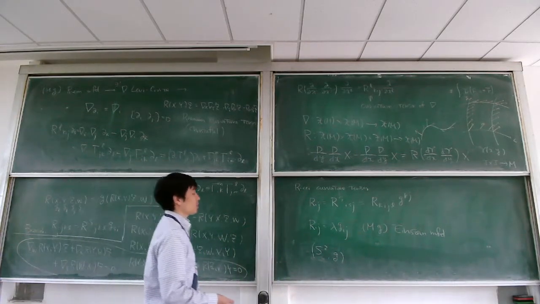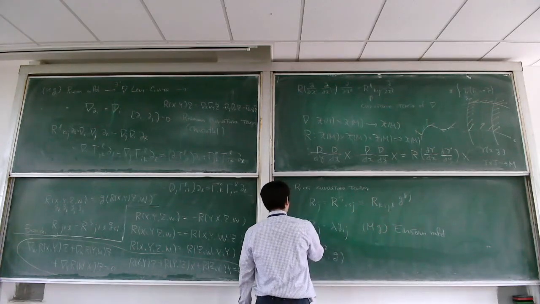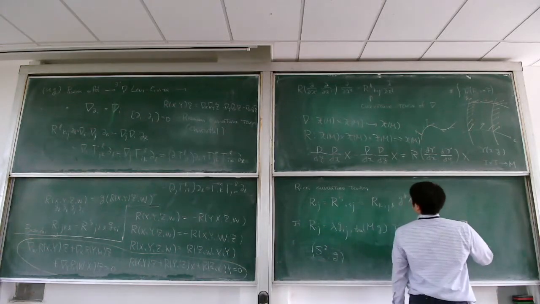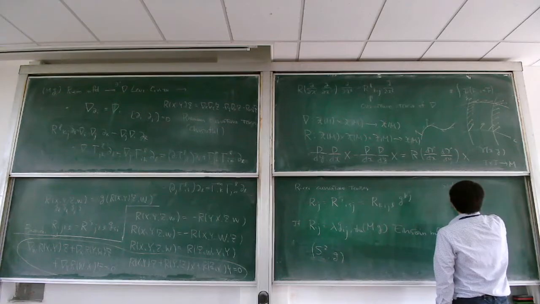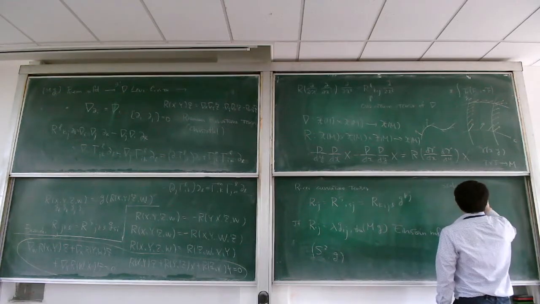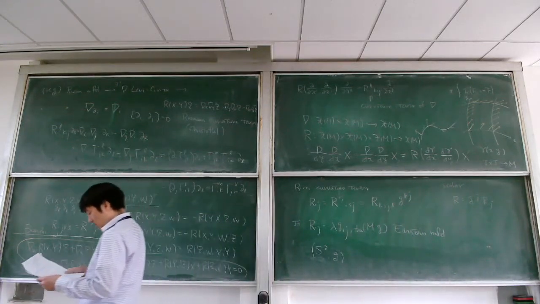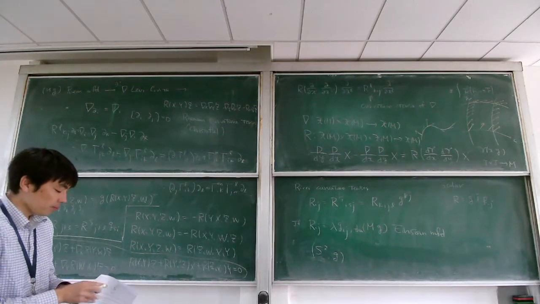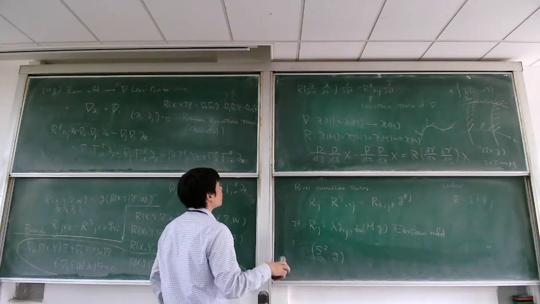And also one can contract one more time. Then one can also define the scalar curvature. R is just Gij Rij. So this is the scalar curvature R. Okay. So now we're ready to connect to the Gauss-Bonnet Theorem.